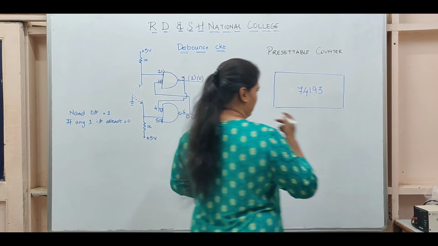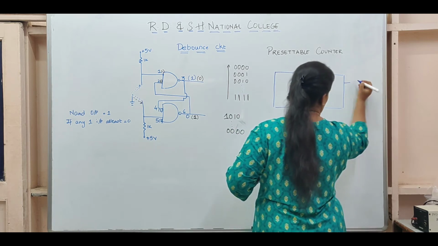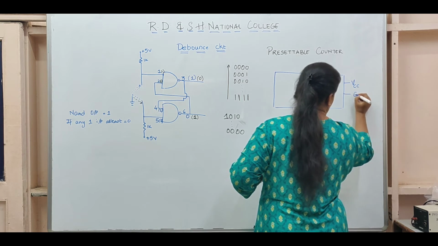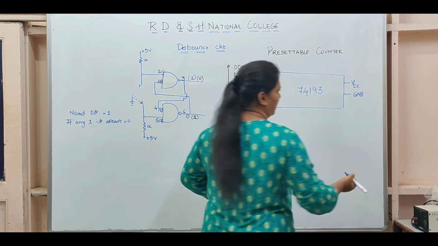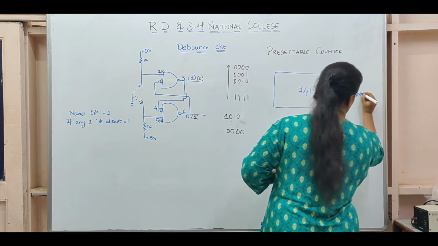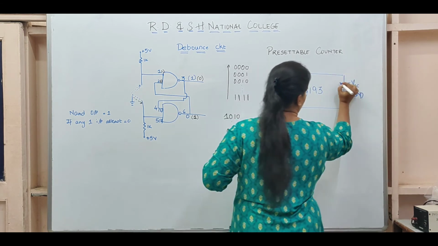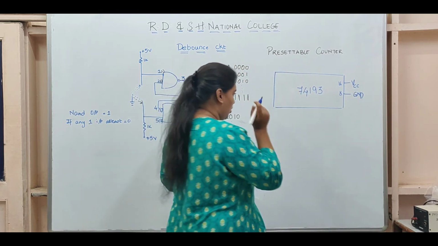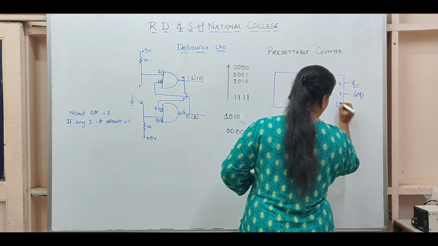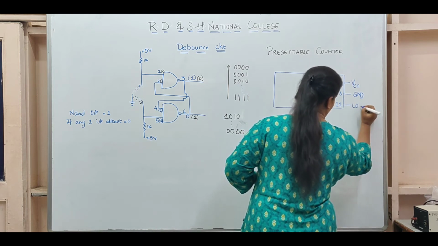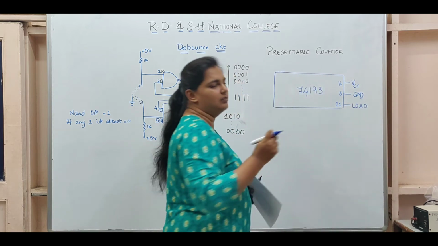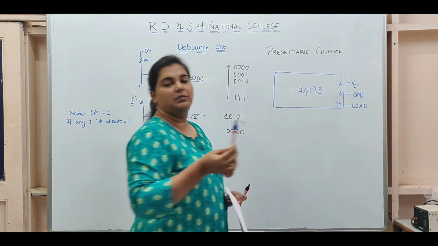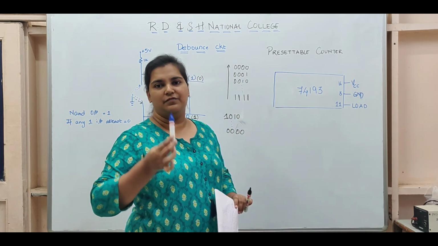Now looking at the circuitry, every IC requires a VCC and a ground. This is a 16 pin IC. Pin number 16 is VCC, pin number 8 is ground. We also have one pin which is the load pin. The load pin is used whenever we want to preset a value. So the most important pin here is load whenever we want to use the preset function.